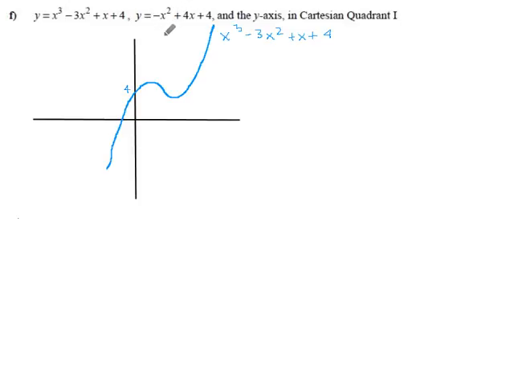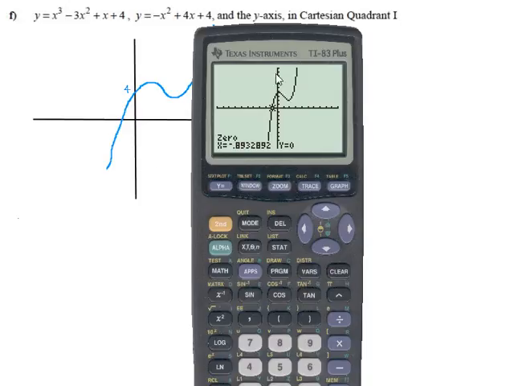And the other side of this is the parabola, minus x squared plus 4x plus 4. That also has a y-intercept of 4, which is a little bothersome. It means it passes right through this point. And if it opens down, let's see where its vertex is.